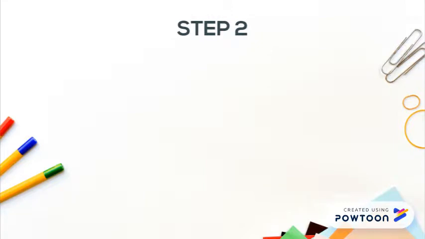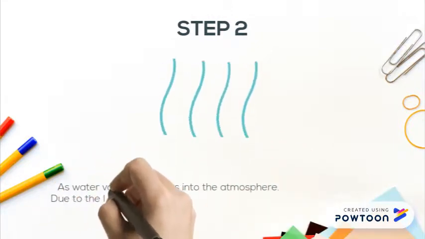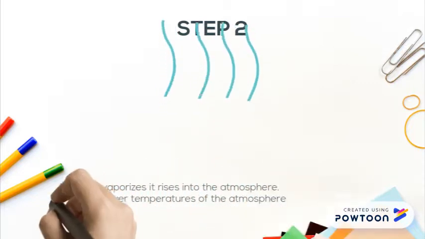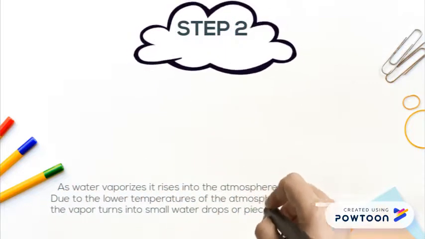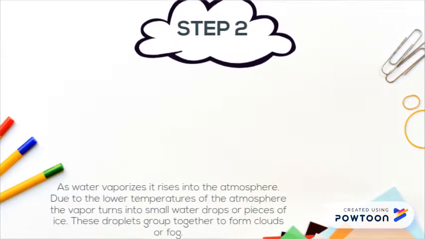Step 2. Condensation. As water vaporizes, it rises into the atmosphere. Due to the lower temperatures of the atmosphere, the vapor turns into small water droplets or pieces of ice. These droplets group together to form clouds or fog.